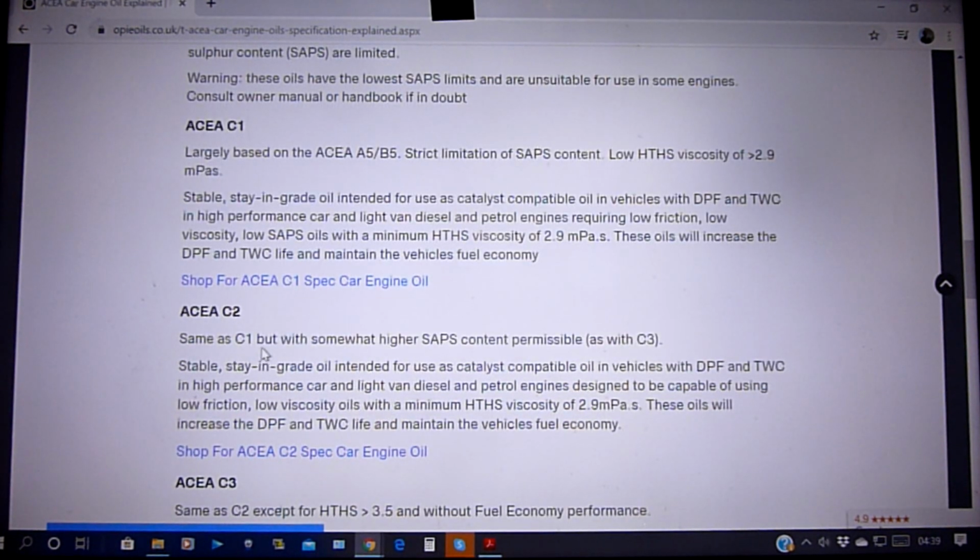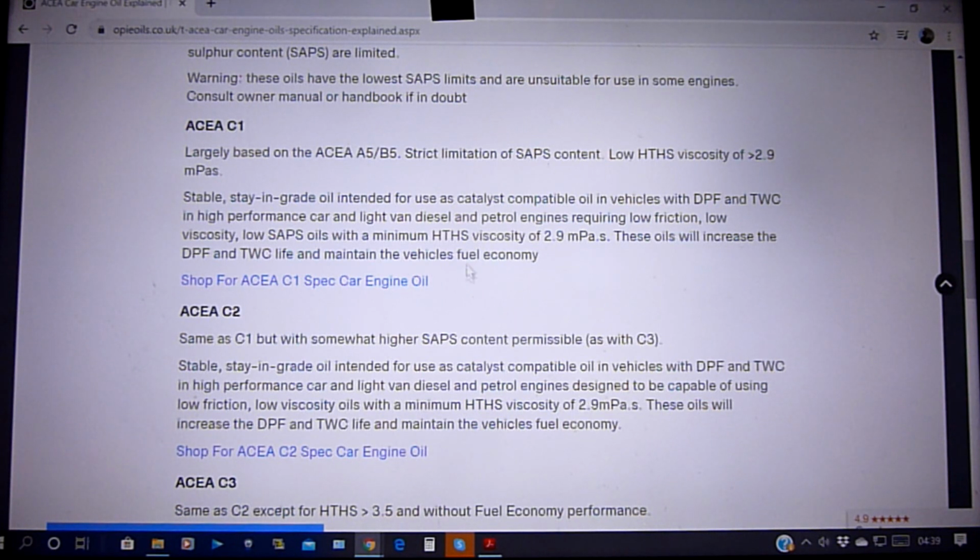C2 is the same as C1, but with somewhat higher SAPS content, so a little bit higher ash. Stable, staying grade, intended to be used as oils with diesel particulate filter in high performance car engines. So in high performance cars and light vans, same as this one. I'm looking for differences here to justify using or buying the one I want to buy. And petrol engines are either capable of using low friction, low viscosity oils with minimum HTHS.